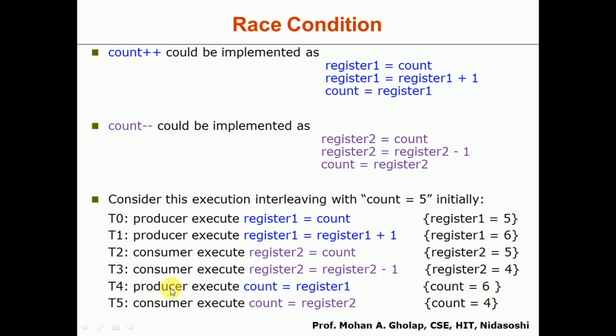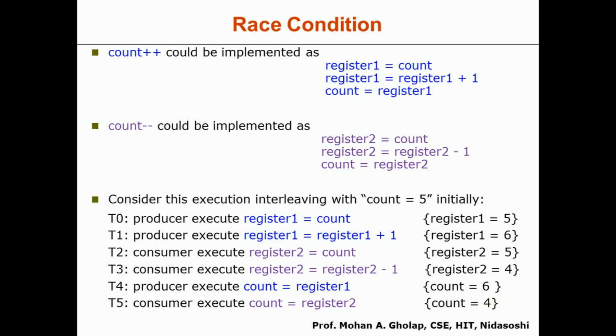After this, let us consider a time t5. The second process, that is the consumer, will also execute its last instruction from the set, that is count equal to register 2. When count equal to register 2 is executed, the value of register 2 is 4. So the 4 will be assigned to count, and count is equal to 4. In this way, when the two processes are allowed to execute parallelly, the result is inconsistent.